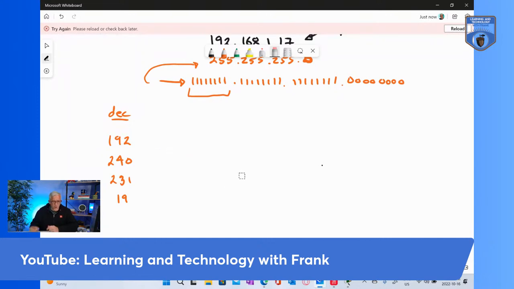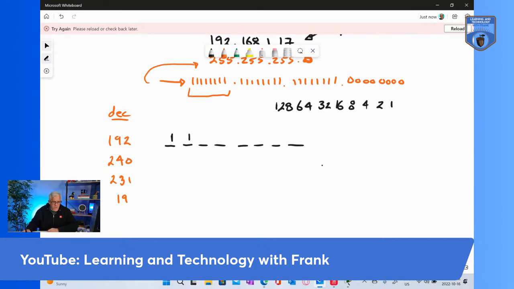Okay. So if I go in here and I look at 192, I only have to deal with 8 bits. Remember that those 8 bits are 2 to the power of 0 is my 1s, then my 2s, my 4s, my 8s, my 16s, my 32s, my 64s, and my 128s. So 192, do I need to use that 128? Yes, I do. So I use that 128, and now I have how many left? Well, I have 64 left.